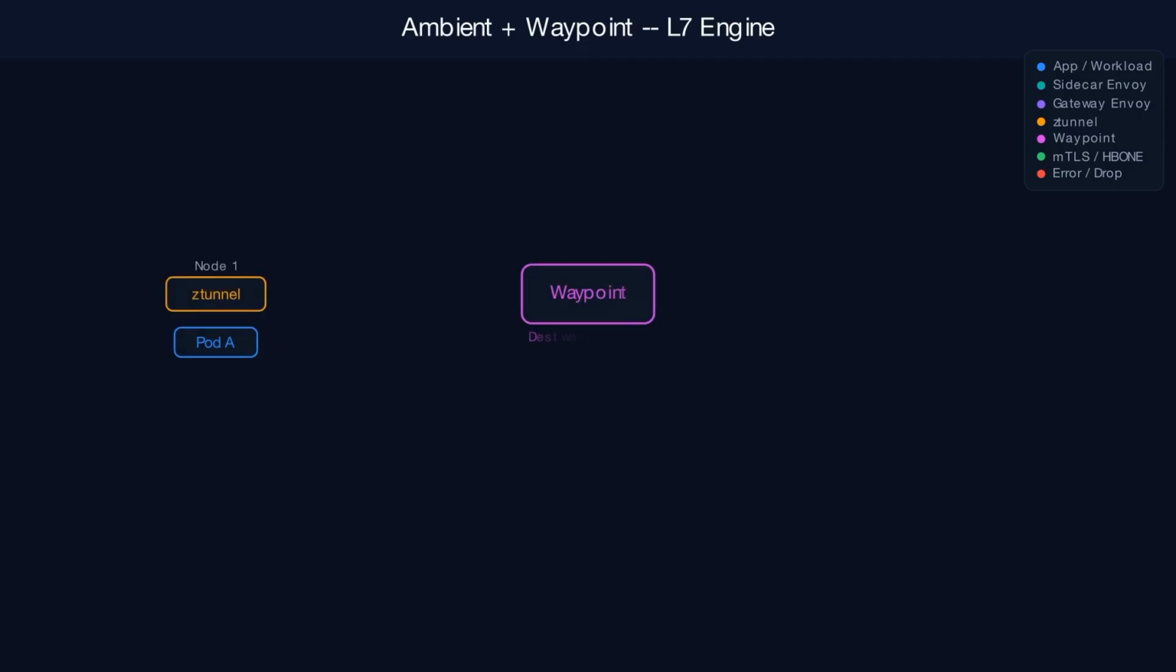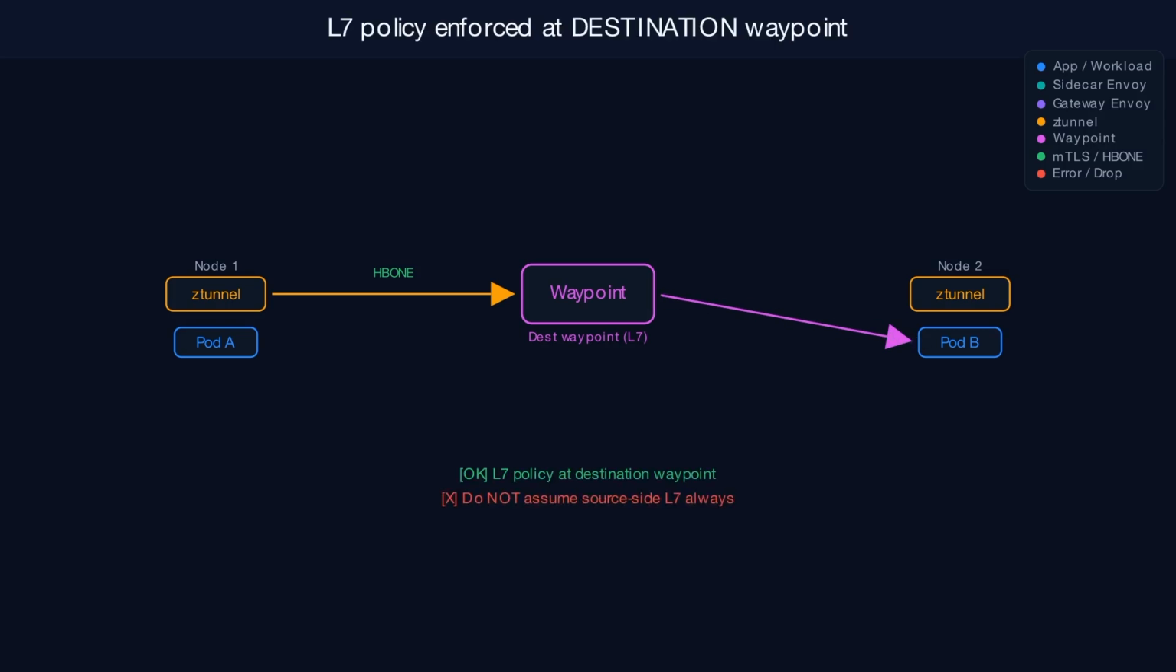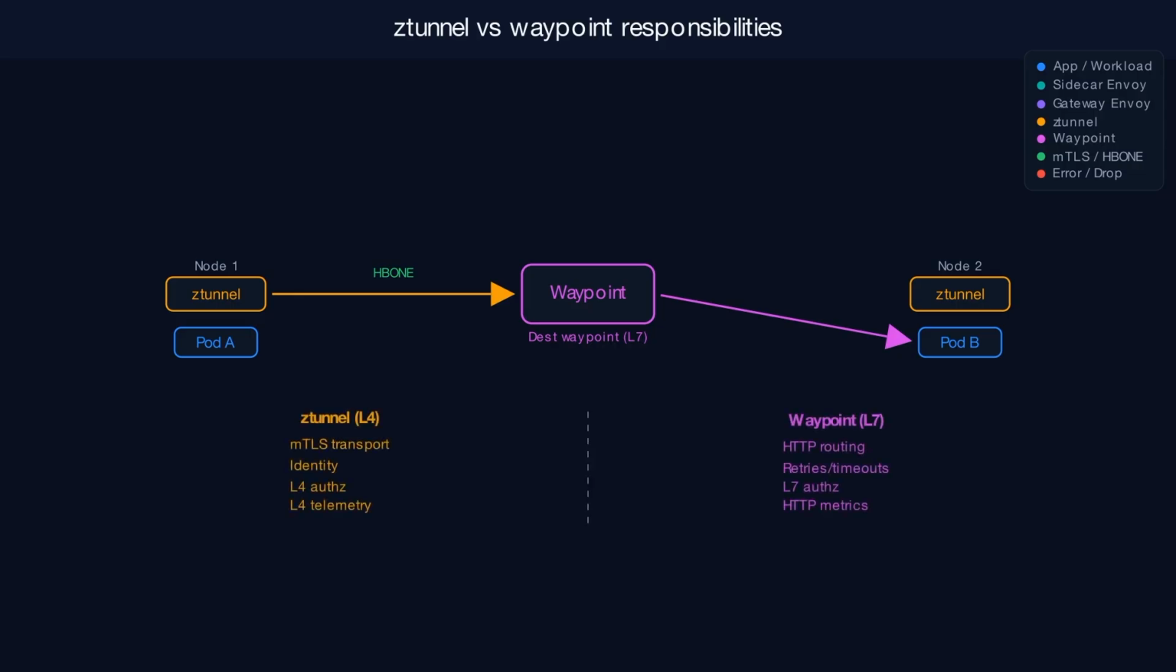To get layer 7 features in ambient mode, you add a waypoint proxy. Think of ztunnel as the L4 transport overlay, and waypoint as the L7 intelligence engine, like adding a smart receptionist who can read and understand letters, not just move sealed packages. A critical nuance in ambient mode. L7 policy enforcement is typically associated with the destination waypoint.